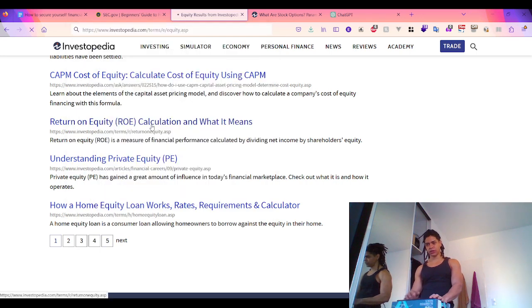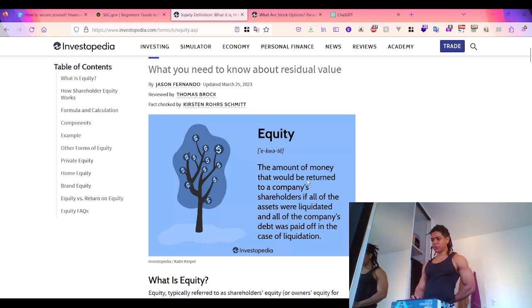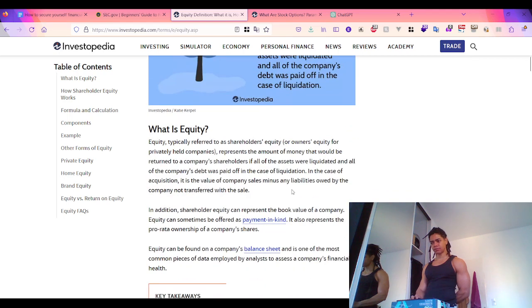Equity definition: the amount of money that will be returned to a company's shareholders if all the assets were liquidated and all the company debt was paid off in the case of liquidation. This definition comes from the balance sheet.